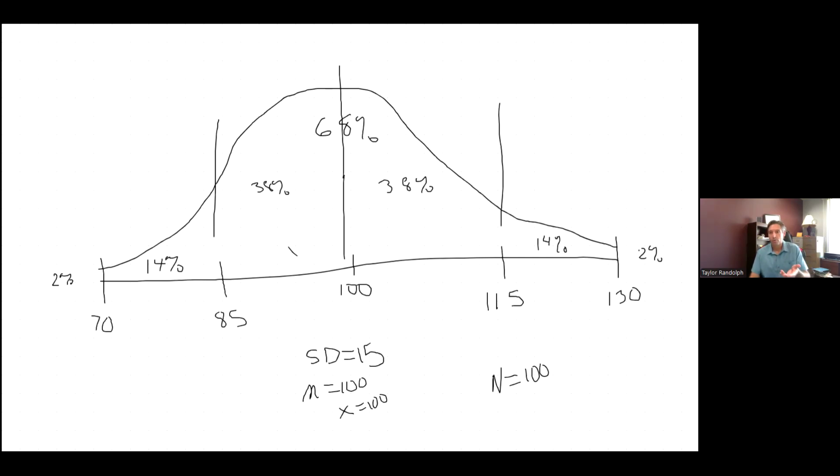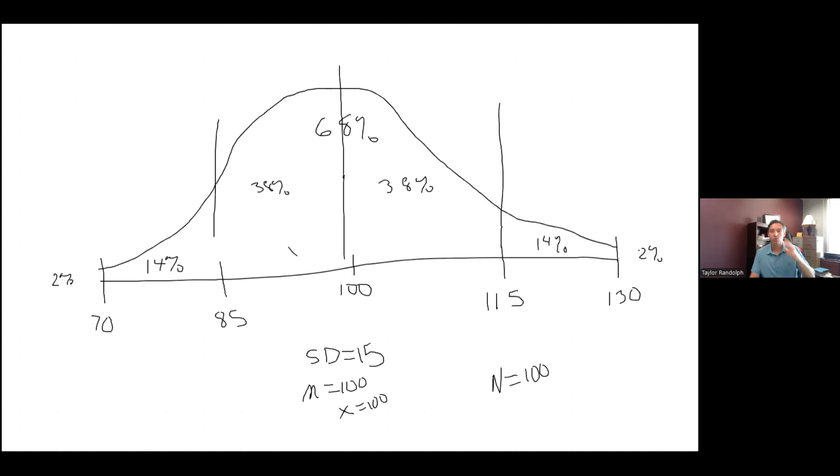Maybe not an IQ. I mean, we could take another construct. We could take depression. We could take happiness scores. It's the assumption that most phenomena occur within a normal distribution.